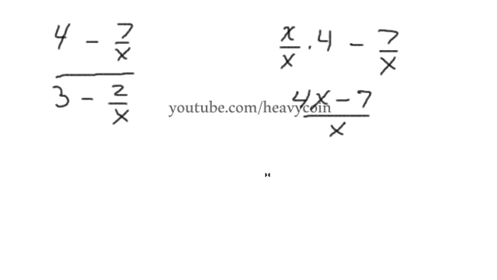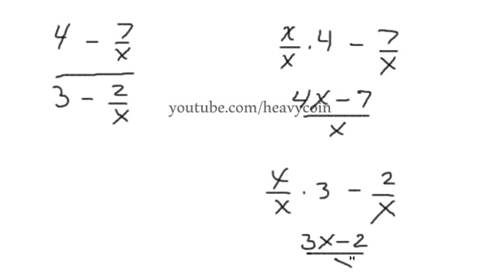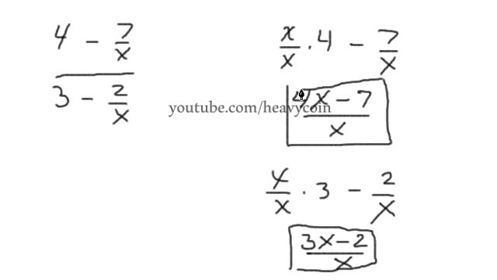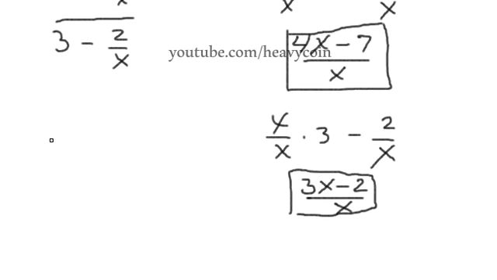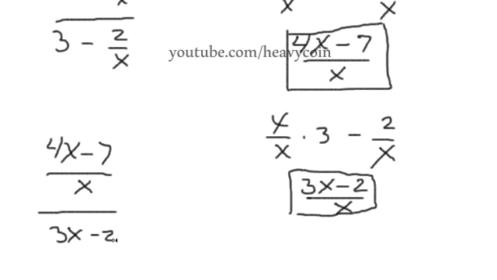Now let's work on the denominator. We're going to have x over x times 3 minus 2 over x. So now we have 3x minus 2 over x. And so that's going to be the denominator, and that's going to replace the numerator there. So let's just write that right over here. So we have 4x minus 7 over x, and then that's going to be all over 3x minus 2 over x.